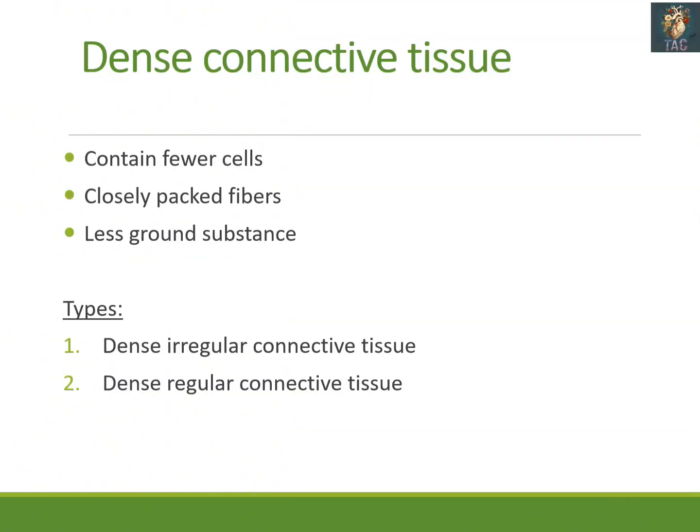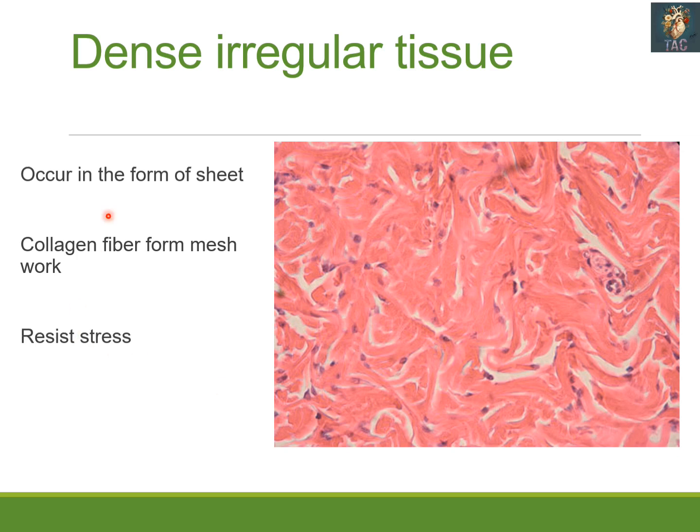Then is the dense connective tissue. The dense connective tissue contains fewer cells. They have closely packed fibers and less ground substance. The dense connective tissue may be dense irregular type or dense regular type. Dense irregular occurs in the form of sheets. The collagen fibers form a meshwork.